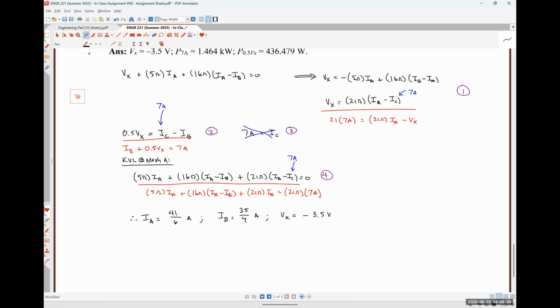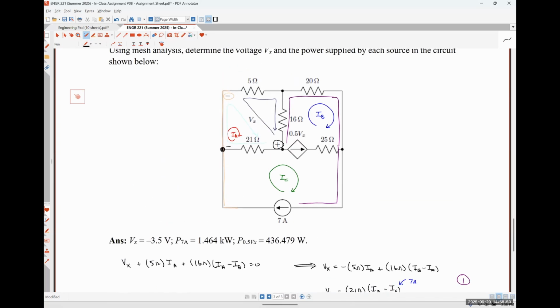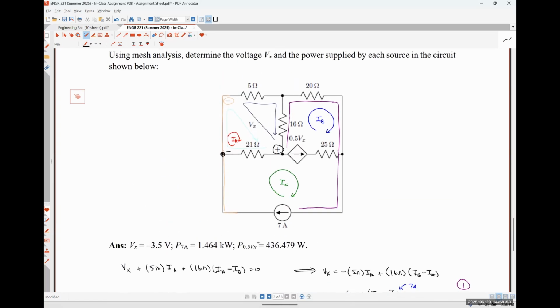All right, so I'm going to be more arrogant than usual and just assume that my answers are correct. And now let's talk about power. We're asked to determine the power supplied by each of these sources. So I'm going to define a voltage drop across my 7 amp source. Let me see what color to do it in.